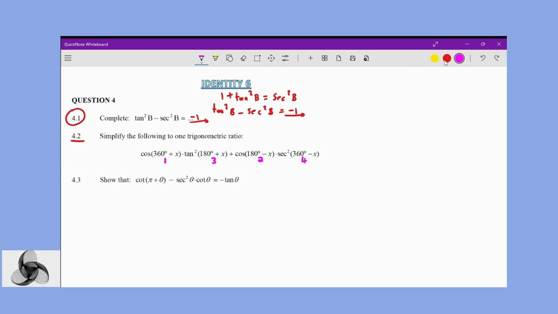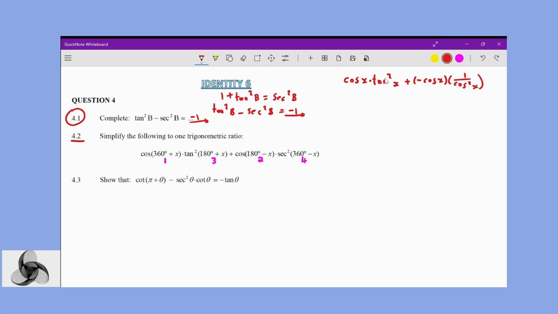Immediately after identifying the quadrants, you can just go straight and write down the simplification of this. So cos of 360 plus x is in the first quadrant, it's positive, so I'm just going to write it as cosine of x multiplied by tan squared. It's in the third quadrant, it's positive, so I'm just going to write this as tan squared of x. Then you have 180 minus in the second quadrant. Cos is negative in the second quadrant, so this is going to be negative cos x multiplied by sec. In the fourth quadrant, it's 1 over cos, and cos is positive, so this one is going to be 1 divided by cos squared of x. We are in the fourth quadrant.